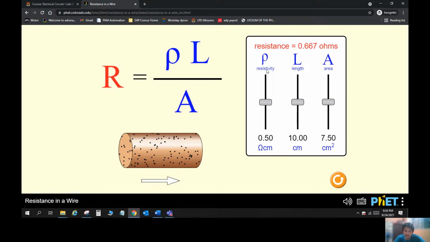So the interface has this formula: R is equal to ρL over A. The R stands for the resistance. The ρ is the resistivity, which relates to the material used for the conductor. The L will be the length, and the A will be the area.